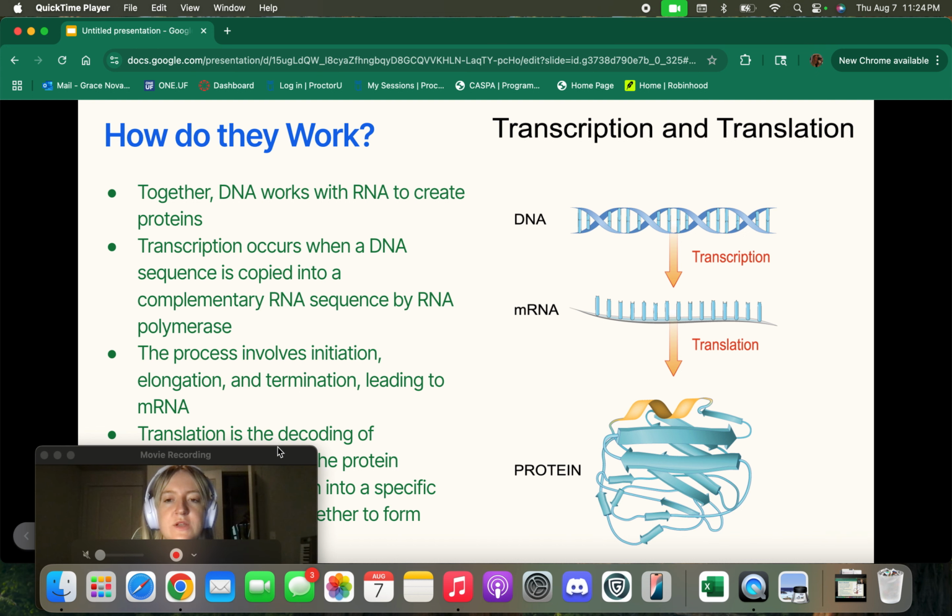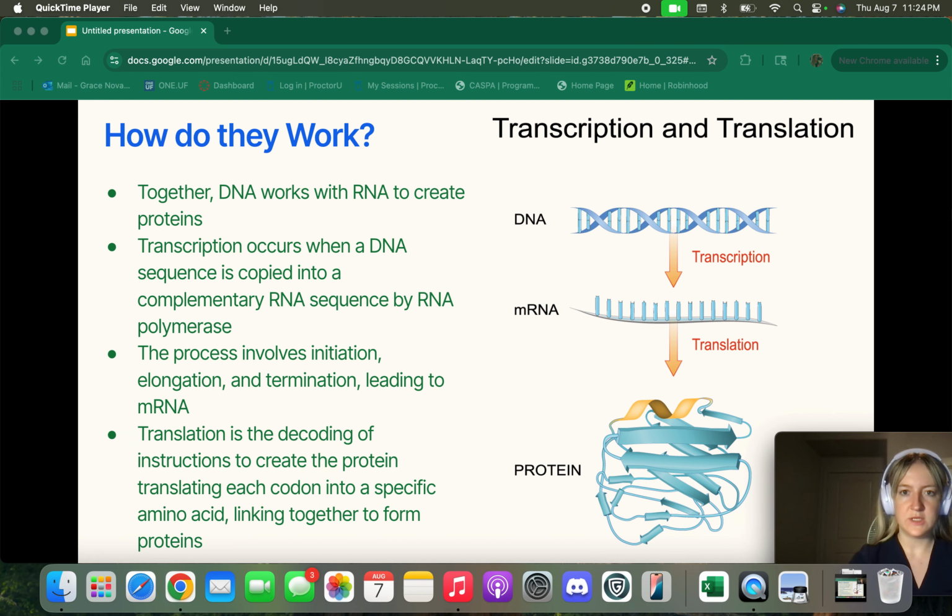So, how do DNA and RNA work together? In conjunction, DNA works with RNA to create proteins, as I said earlier, but it does this through a process of transcription and translation. Transcription occurs when a DNA sequence is copied into a complementary RNA sequence by RNA polymerase. RNA polymerase is an enzyme that goes through initiation, elongation, and termination. So at the beginning of the sequence, the polymerase will attach here, will go down through elongation, and then eventually reach the end, which is where we see termination, which creates our mRNA.